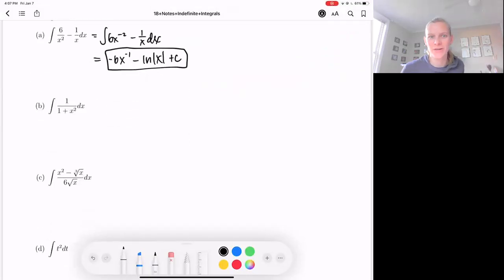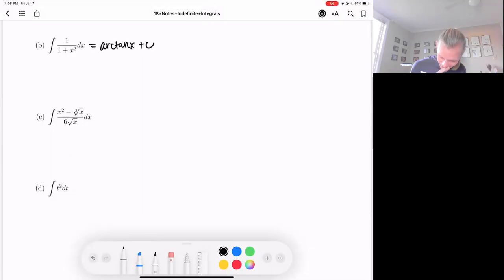Okay, you should try these on your own before you watch me do these. But this next one, this one's one we have to remember. The antiderivative of 1 over x squared plus 2, what function gives us that derivative? That would be arctangent of x. That might be one that you kind of forgot, but don't forget it.